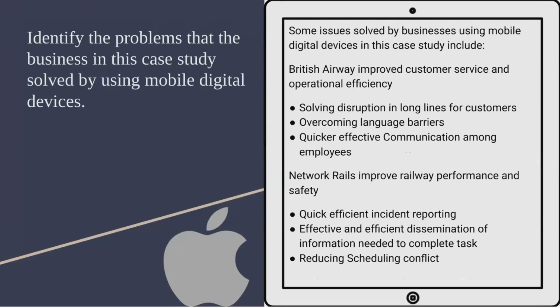Identify the problems that the business in this case study solved by using digital devices. Okay, so there were many different problems that were solved, but the main ones were like solving disruption in long lines for customers. This is for British Airways. Overcoming language barriers. So like if someone is coming from a country that doesn't speak English, then that would help them to get through the process of getting checked in and checked out of the airport very quickly. It's quicker, effective communication among employees. So you don't have to be running from one place to another. You can just send a call or a text or video call another employee, so everyone is always on the same page. Network Rail improves railway performance and safety. Quick, efficient incident reporting, effective and efficient dissemination of information needed to complete tasks, and reducing scheduling conflict.